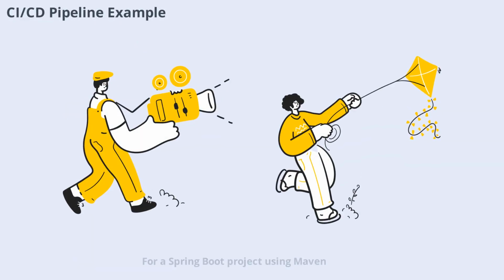For a Spring Boot project using Maven, the CI/CD pipeline builder skill generates a GitHub Actions workflow. This workflow checks out your code, sets up JDK 21, builds and tests your app, runs static analysis, and publishes test results. By automating these steps, you ensure every commit is validated and production-ready, reducing manual errors and speeding up delivery.